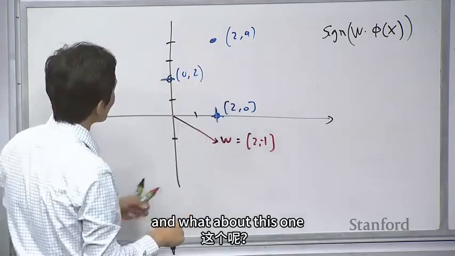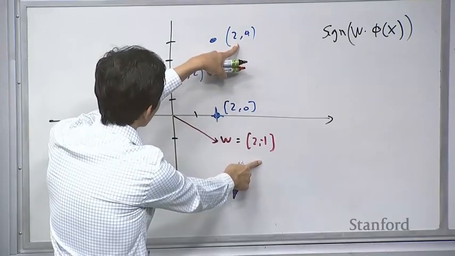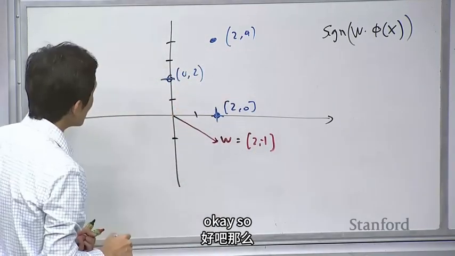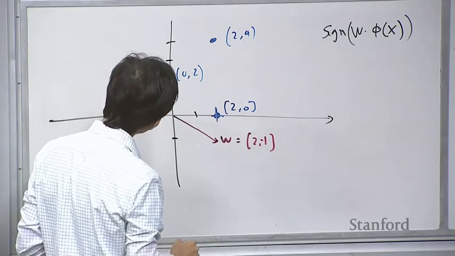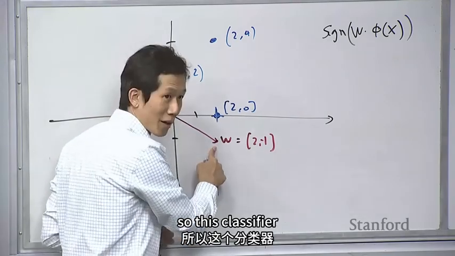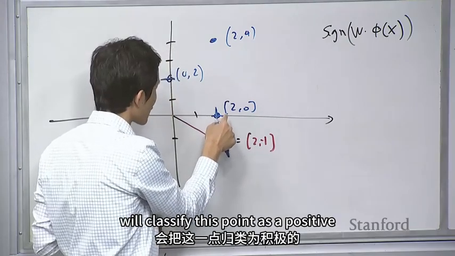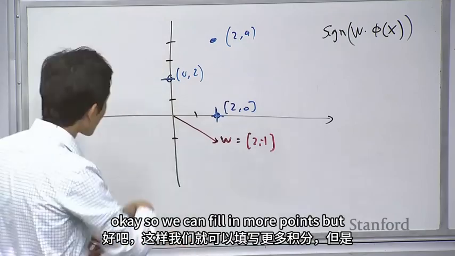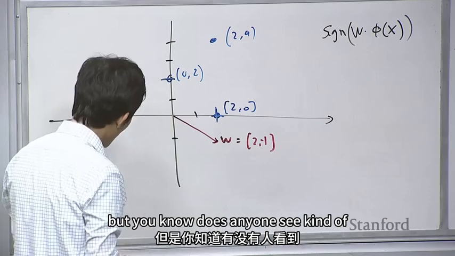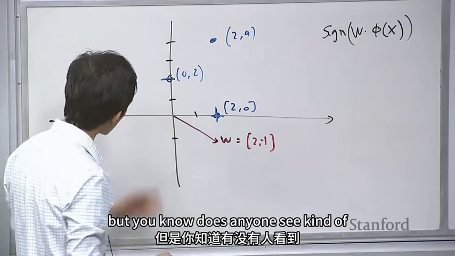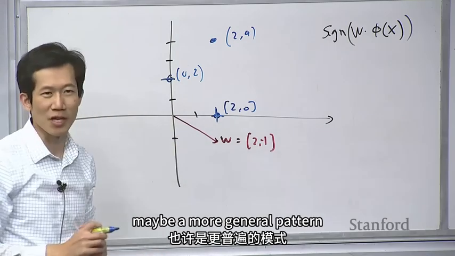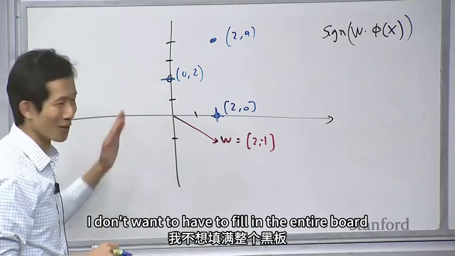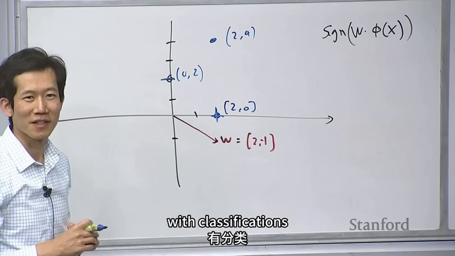And what about this one? So what's the dot product there? It's going to be 0. So this classifier will classify this point as a positive, this as a negative, and this one I don't know. Okay, so we can fill in more points, but does anyone see maybe a more general pattern? I don't want to have to fill in the entire board with classifications.